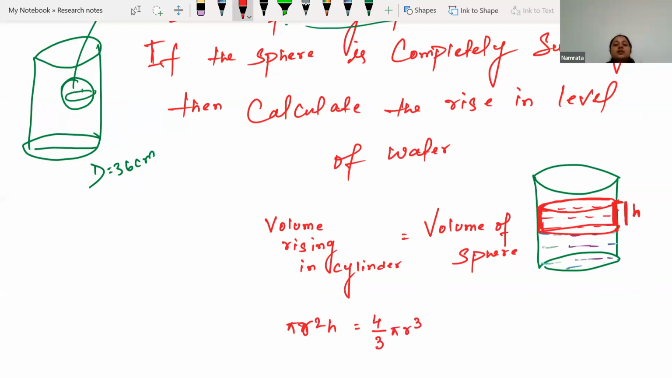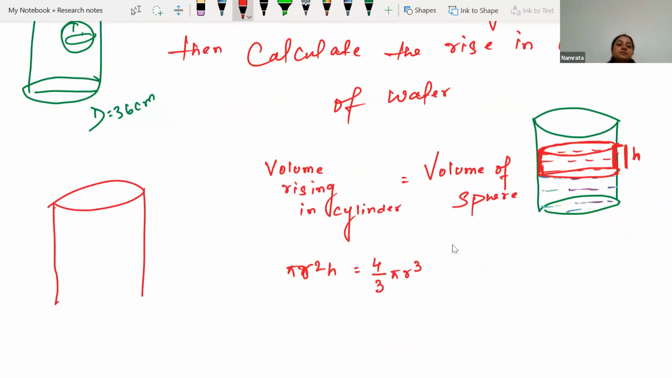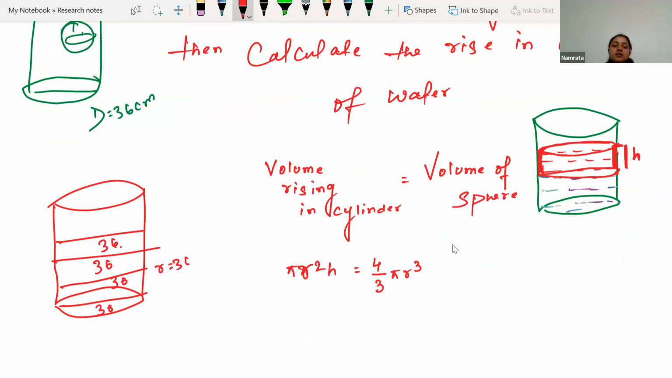This is what we are writing, that the volume of the cylinder is equal to the volume of the sphere. We are not talking about the total volume of the cylinder. We are talking about the volume through which the water is rising. That much cylindrical part's volume we are taking. Since it's a cylinder, wherever you take it, the radius will be the same. So if the diameter is 36 here, here also the diameter will be 36, and here also, and here also. That's why the radius will be 36 by 2.